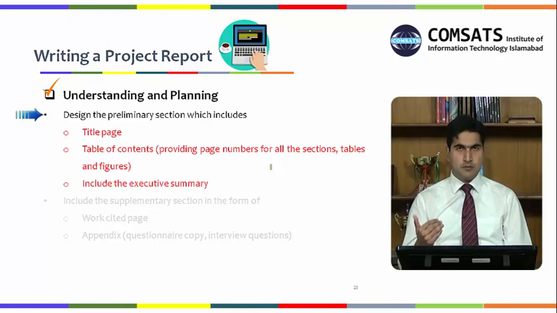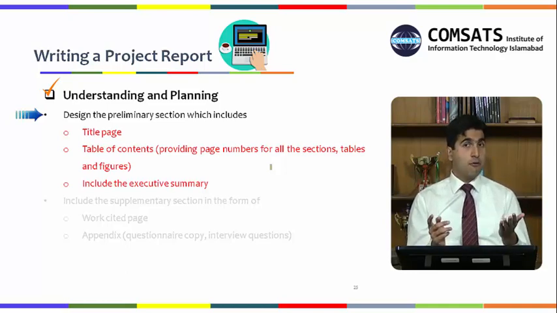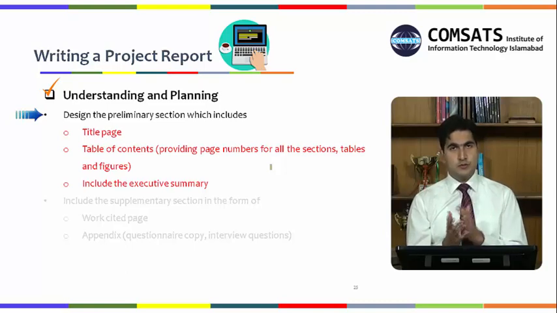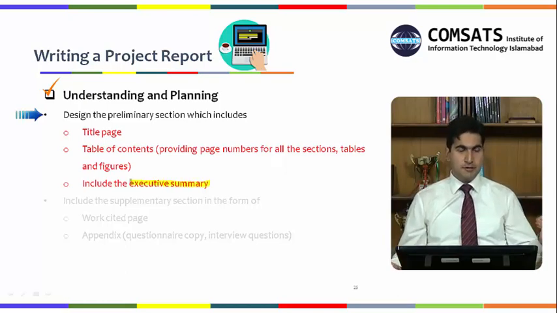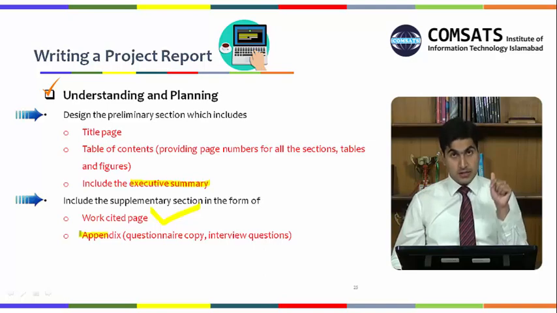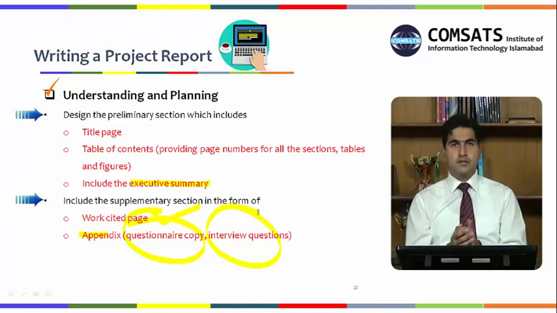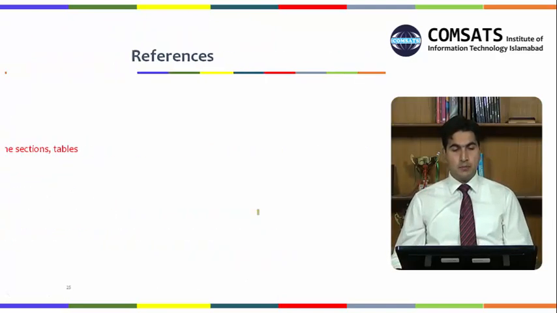Now these are the things which come at the beginning. We talked about the structure of a report. The structure won't be complete without a proper title page, meaning to, from, date and topic. Then the table of contents, the TOC, we talked about in detail, providing page numbers. And then your executive summary will be there as you have already written it. And then include the supplementary section in the form of the works cited page that I just told you about, and the appendix, which in the case of this report will cover the questionnaire copy and the interview questions if these were asked. So this is the way in which you complete it.